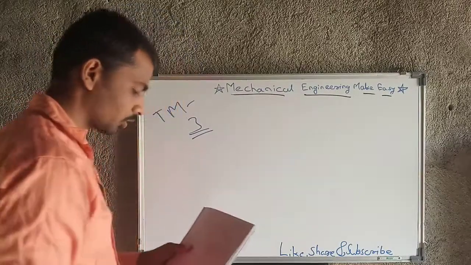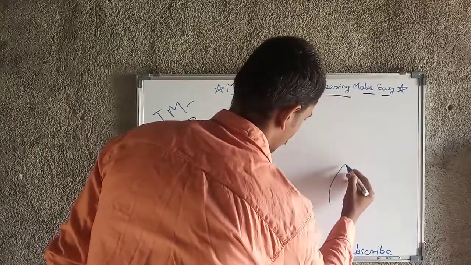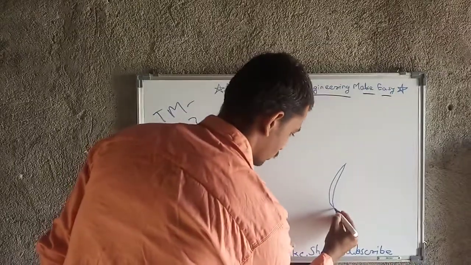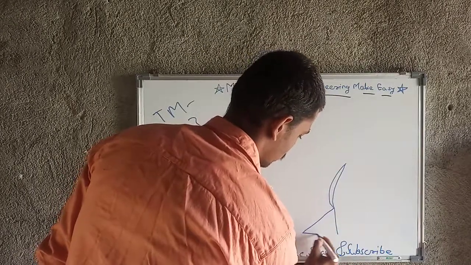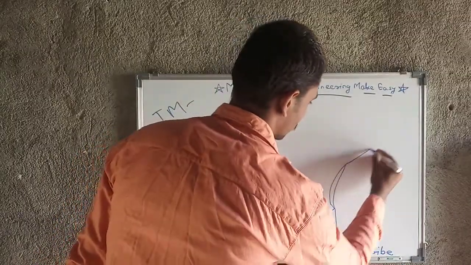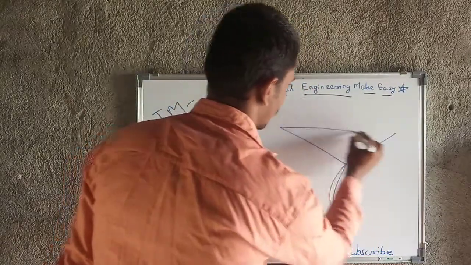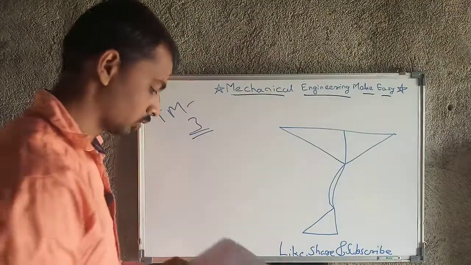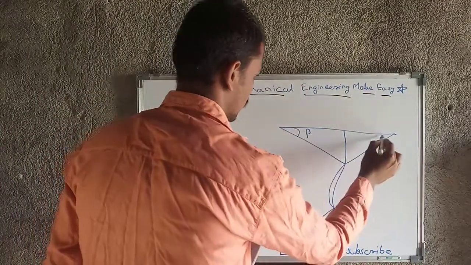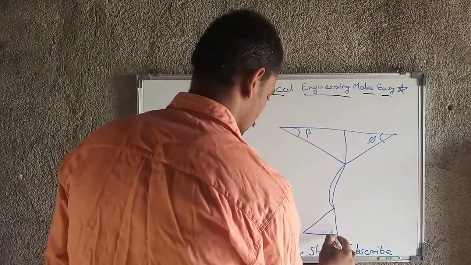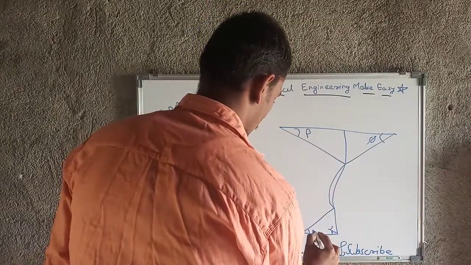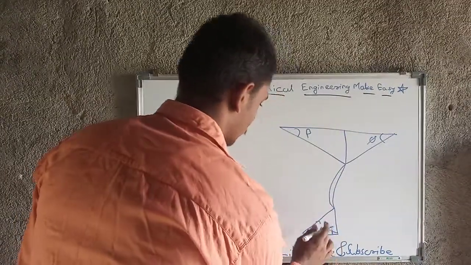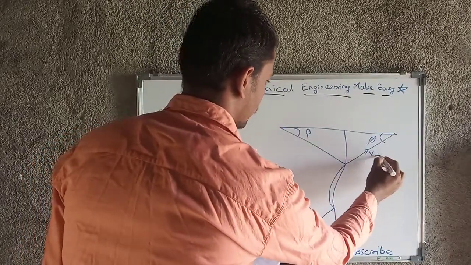Firstly I will draw the velocity profile. This is the cross section of the blade, the inlet velocity triangle, and the outlet velocity triangle. Now beta, phi, alpha, and this is theta. Theta and phi are components of relative velocity.